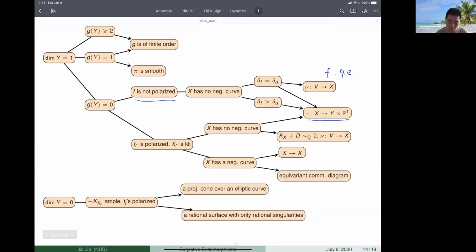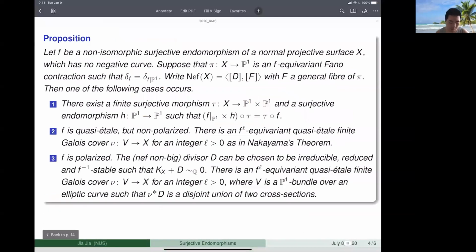Then we also have two cases. X has no negative curve, or X has a negative curve. If X has no negative curve, then we can also apply this proposition. But in that case, F cannot be quasi-étale. Because we assume this KX is not pseudo-effective, so KX is not trivial. If F is quasi-étale, then F pullback of KX is a multiple of this KX.